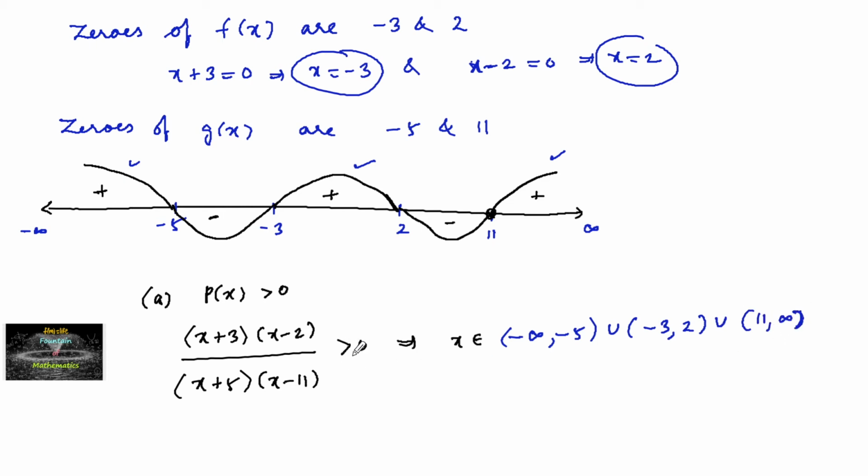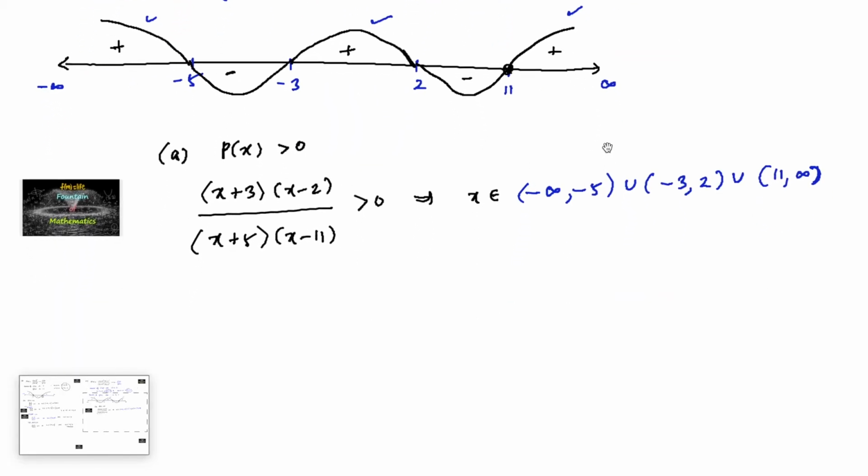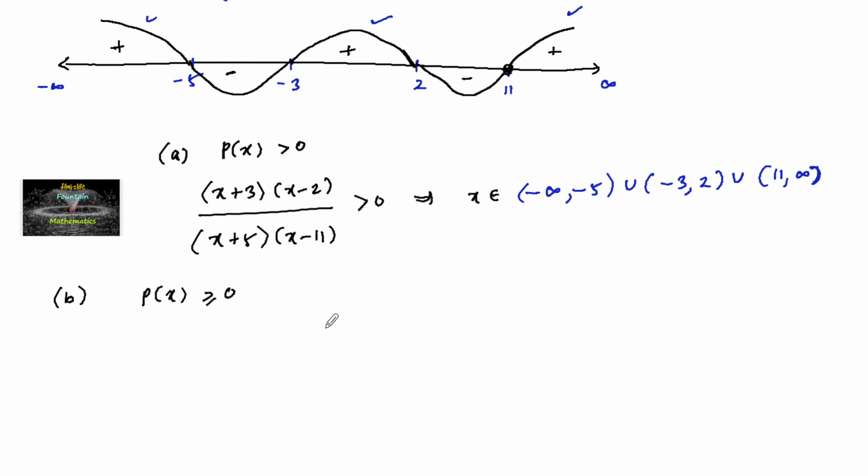Since it's only greater than 0, all the points must be excluded. So we call them the critical points of the roots, those to be excluded. And coming to the next, greater than or equal to 0, let's take the second case. P of x is greater than or equal to 0. Then in such a case, we can just include the numerator root points.